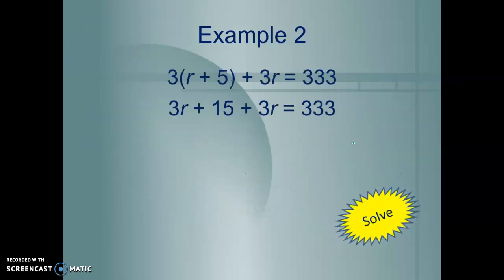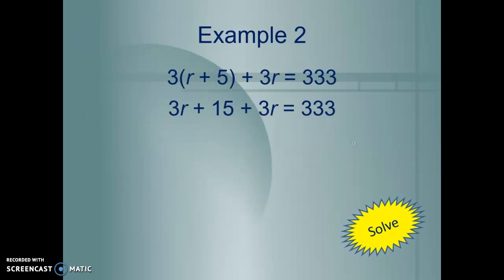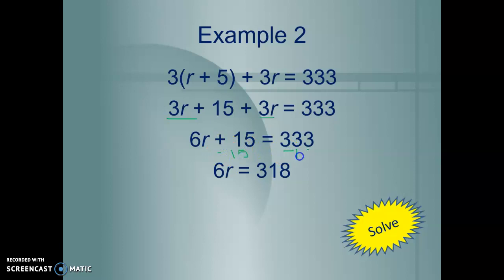When I distribute the 3, I get 3r plus 15 plus 3r equals 333. Combining like terms on the left side of the equation, I get 3r plus 3r is 6r plus 15. Let's isolate this variable and get rid of this 15 on the left side. If I get rid of 15 on the left side, I also have to subtract 15 from the right side. So I get 6r equals 318.